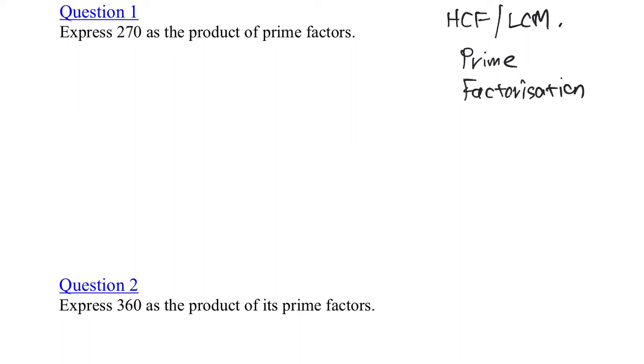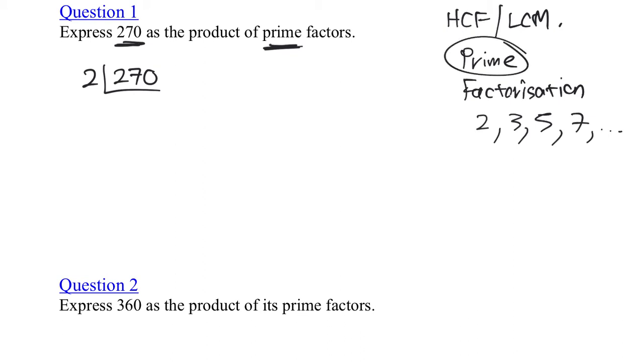Quick recall, we're going to divide the number 270 by prime factors all the way till 1. So 270 divided by prime factors. Prime numbers such as 2, 3, 5, 7, etc. Okay, recall what prime numbers are. So divide by 2, we get 135. Next, I can only divide by 5 next.